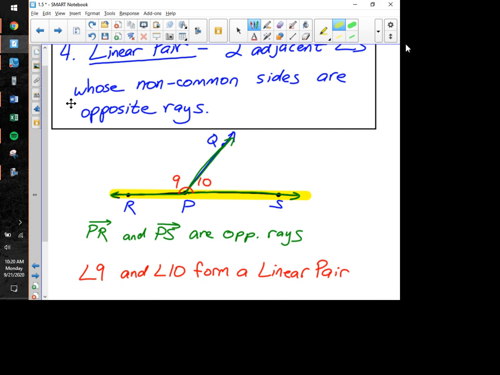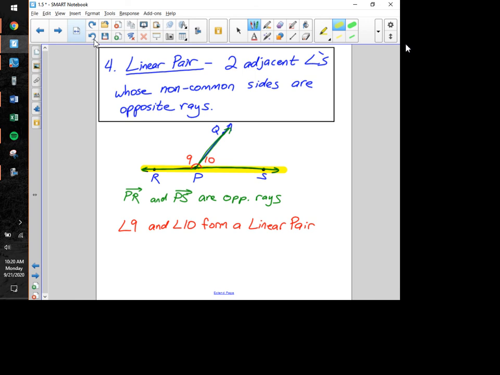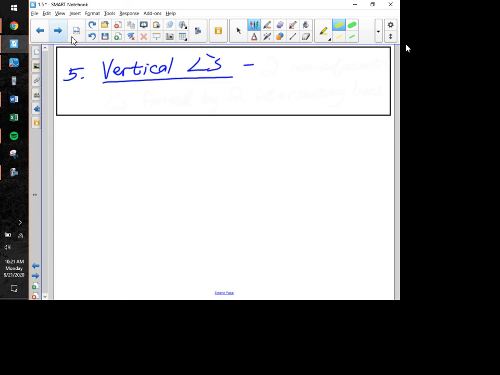Well, in this case right here, guys, these two angles absolutely must be adjacent, so I can't draw you a non-adjacent example. They have to be just that. All right, so that was linear pair. Let's move on to number 5.